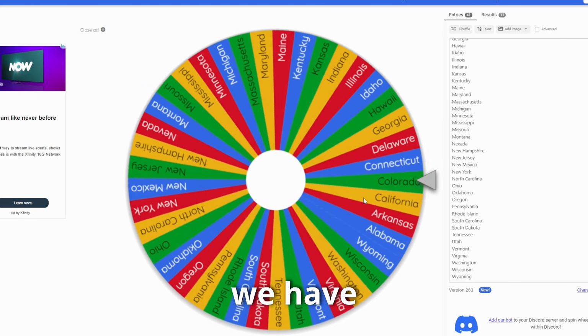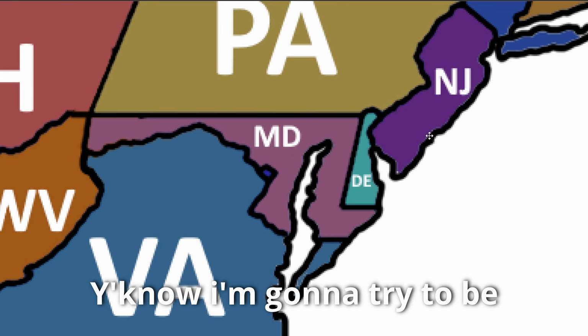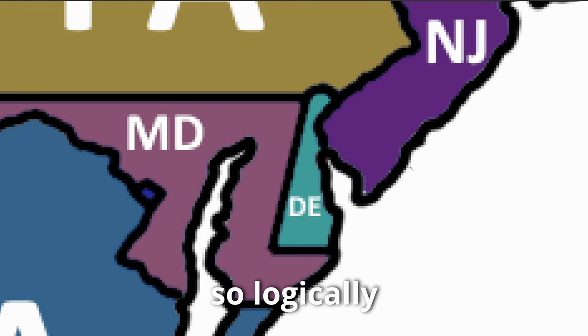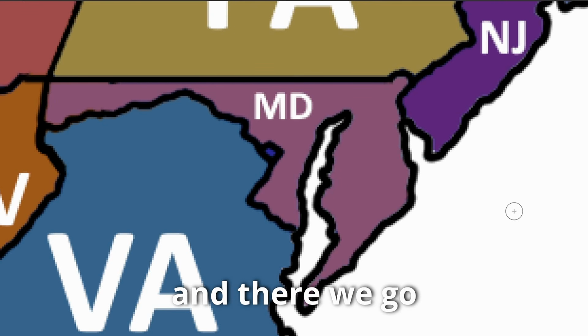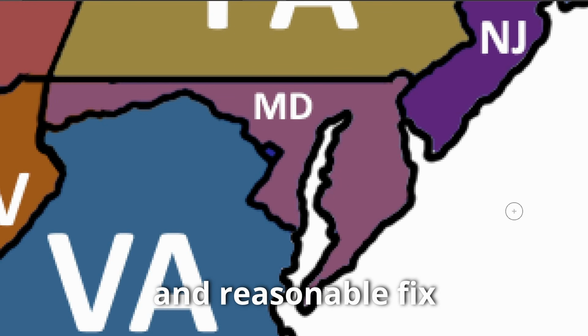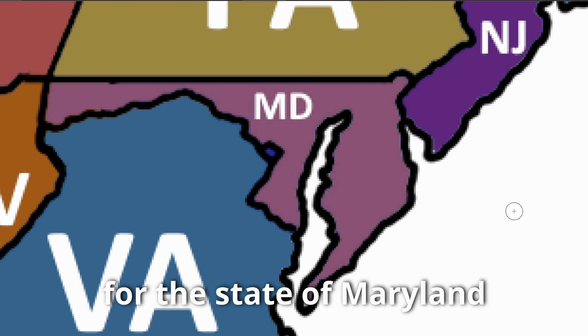And for the next state, we have Maryland. You know, I'm gonna try to be a little normal for this one. So logically, the first course of action is obviously to remove Delaware, and also give that little exclave to Virginia. Now all we have to do is remove the borders, and there we go, a perfectly normal and reasonable fix for the state of Maryland.